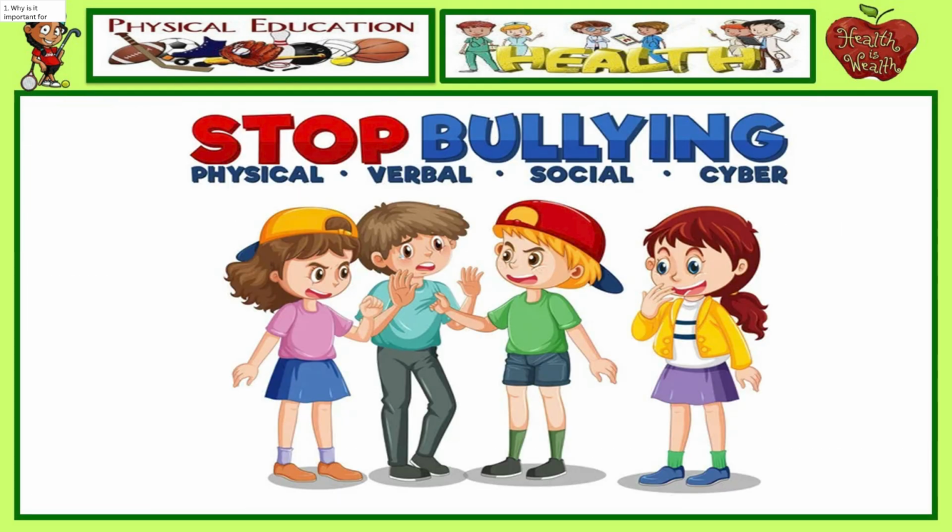Now that we've learned some important words, let's move on to a very important part of our lesson: stop bullying. Bullying can happen in different ways. Let's look at the four main types so we can understand them and learn how to stop them. Physical bullying, verbal bullying, social bullying, cyberbullying.